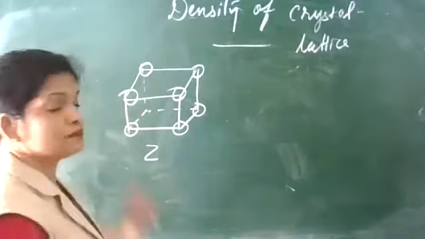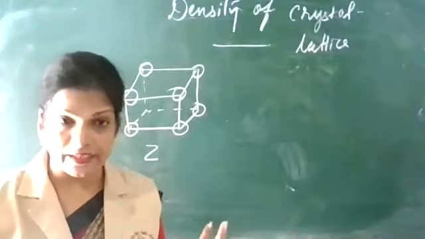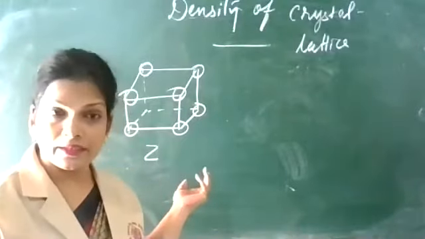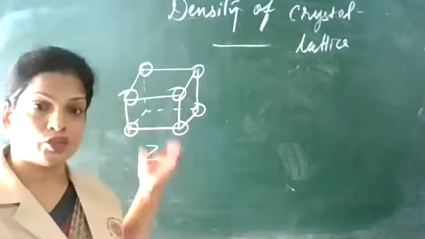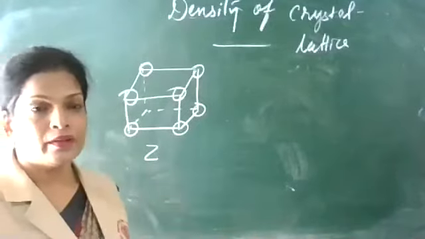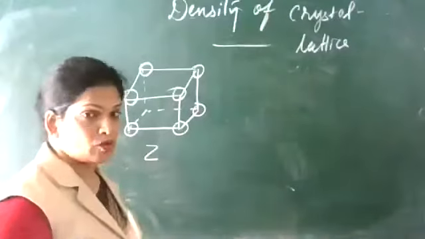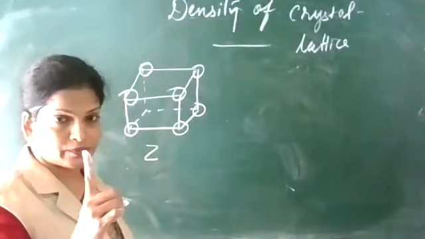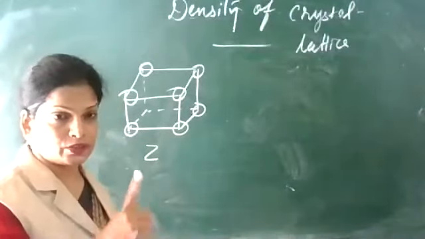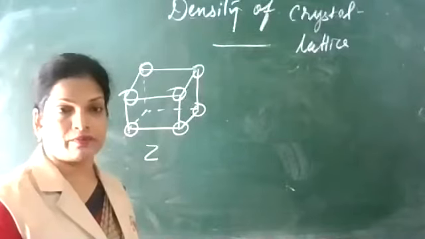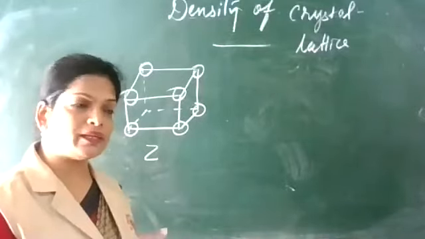What is the density of this unit cell? That is the density of the entire crystal lattice made out of this unit cell. It is mass upon volume. What is the mass? Only one atom is present in that, so its mass means the mass of that one atom. What is the mass of that one atom?